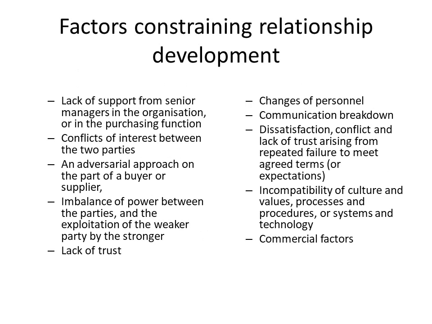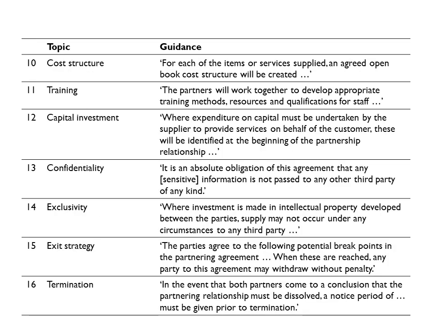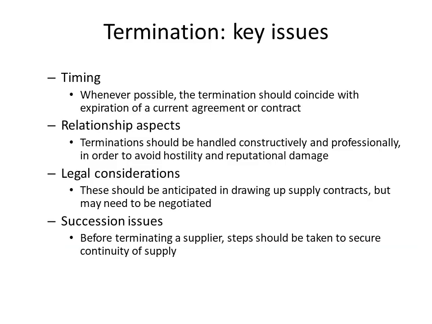Factors that limit relationships: lack of support, conflict, trust, lack of skills. Any reason you can think of. The partnership agreement is a bit like a scope of work. It's got statements, cost, service, so it's like a specification. How do you implement it? Sell the idea, choose your partners, refine. So I think there are 2 models there.